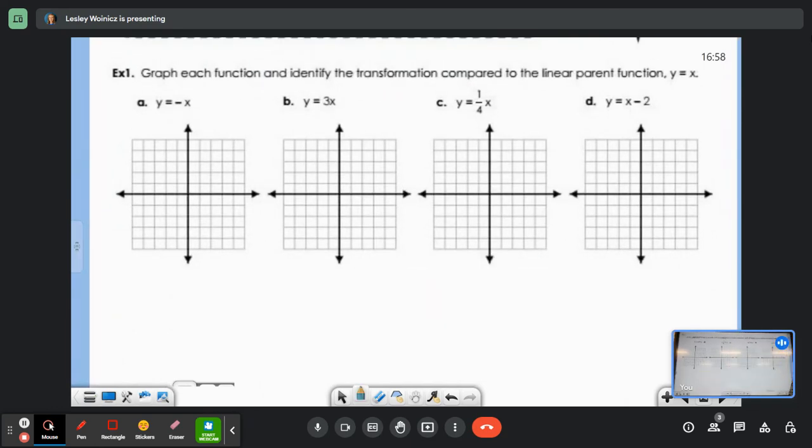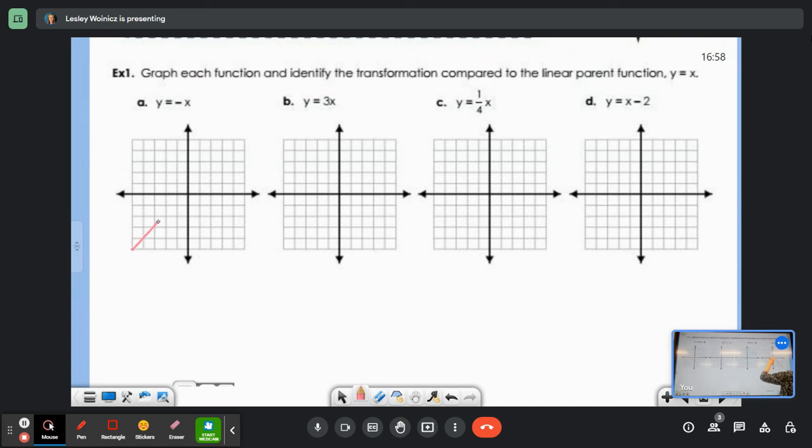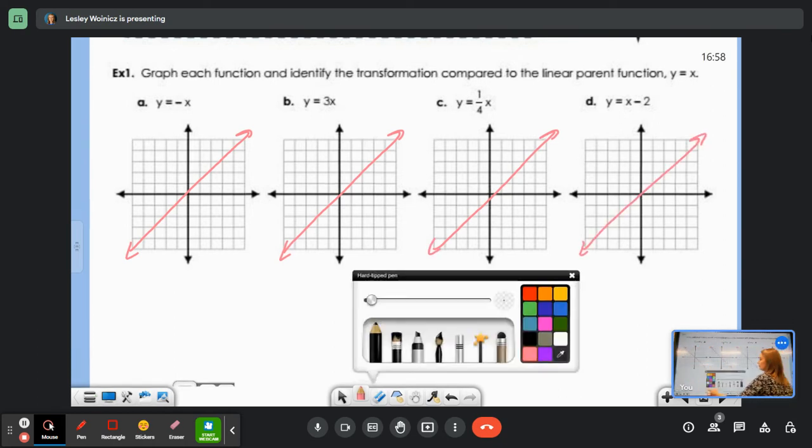Remember that our parent, I'll do the parent in pink for each of these. We'll just sketch the parent on here. That was terrible, I can do better. Okay, that's my parent, parent, parent, and my parent.